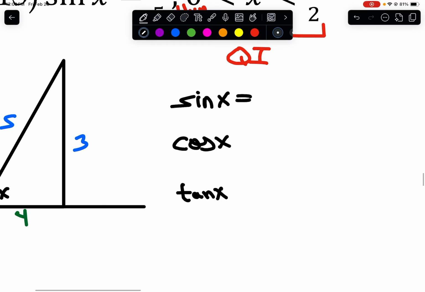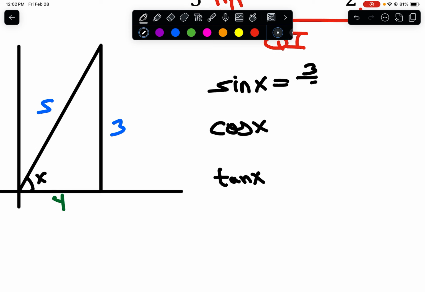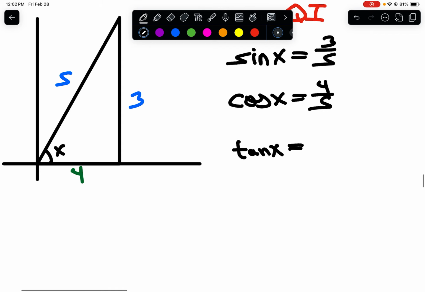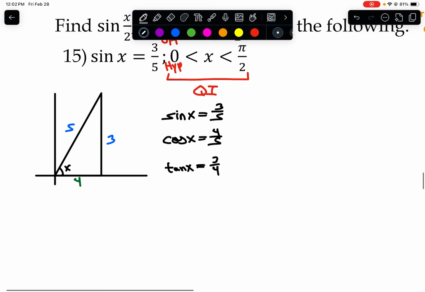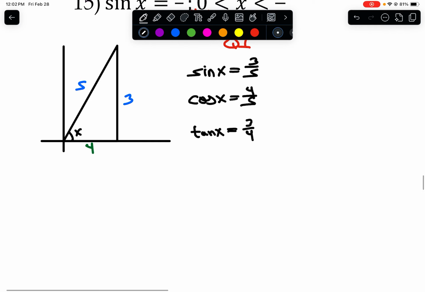So sine of x is going to be the opposite over the hypotenuse, which is 3/5. Cosine is going to be the adjacent, which is 4, over the hypotenuse, which is 5. Tangent is going to be your opposite over your adjacent, which is 3/4. So now that we have our sine, cosine, and tangent values, we can evaluate the half angles.